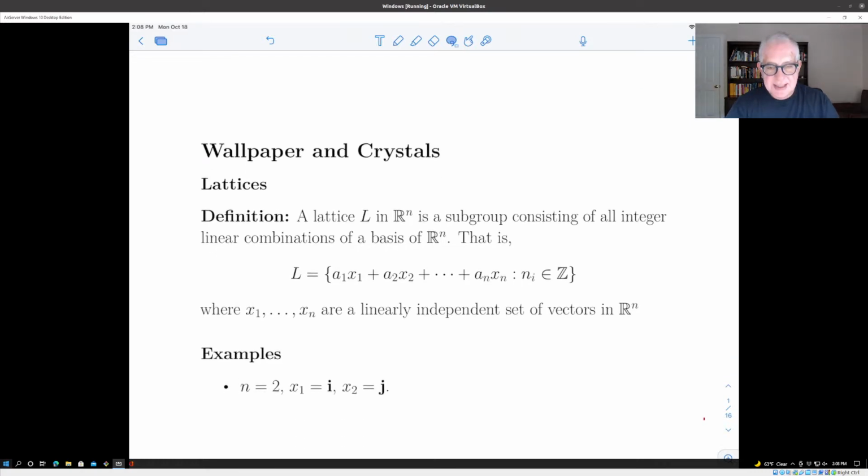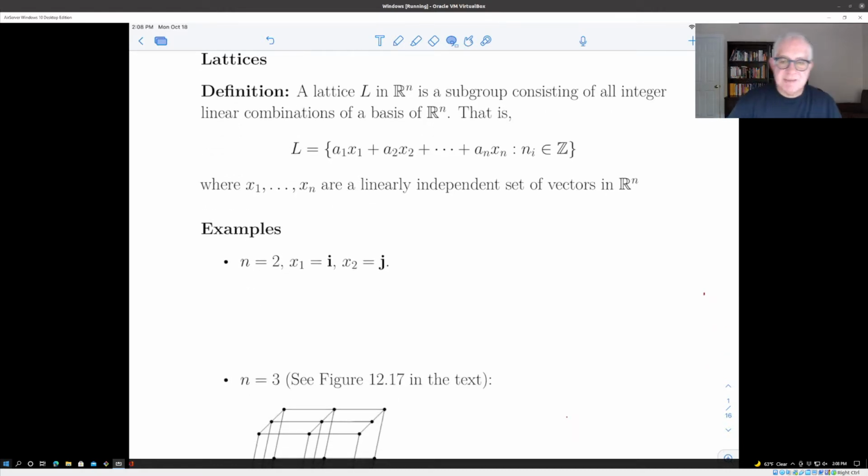Great. So let's start with the idea of a lattice. A lattice is a subgroup of the real vector space in n dimensions, which you get by taking a basis of that vector space and then taking linear combinations of it with integer coefficients. So it's maybe easier to explain this with a couple of examples. Let's start with maybe the simplest example.